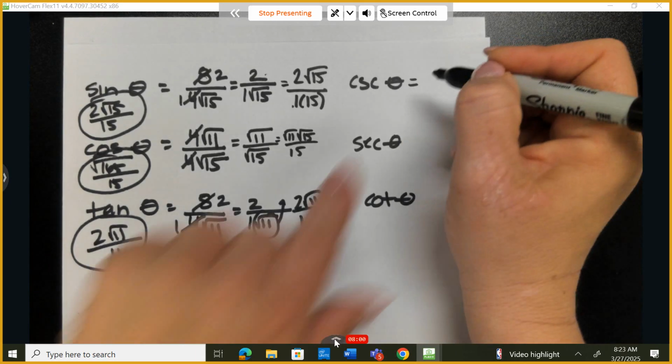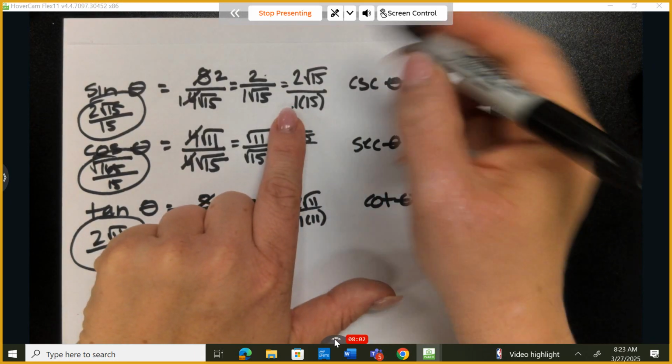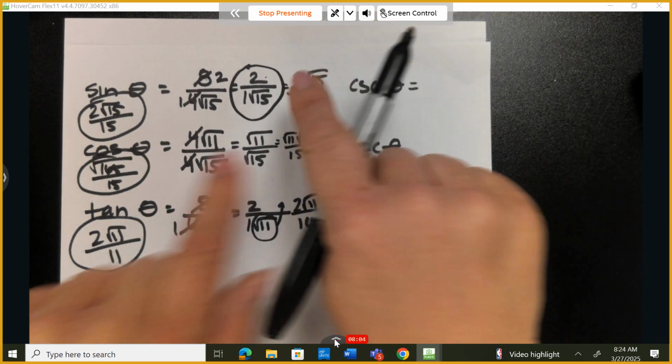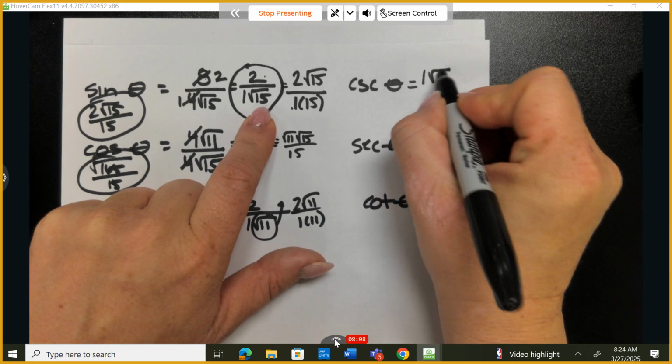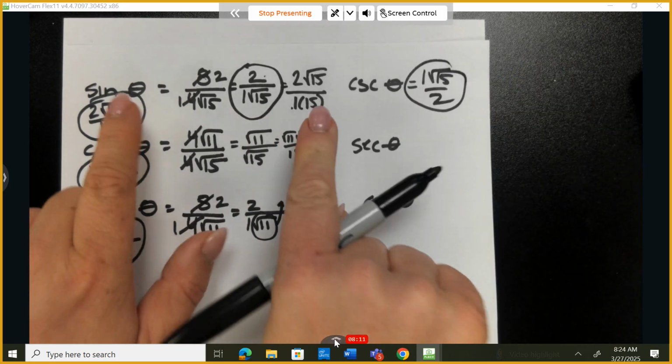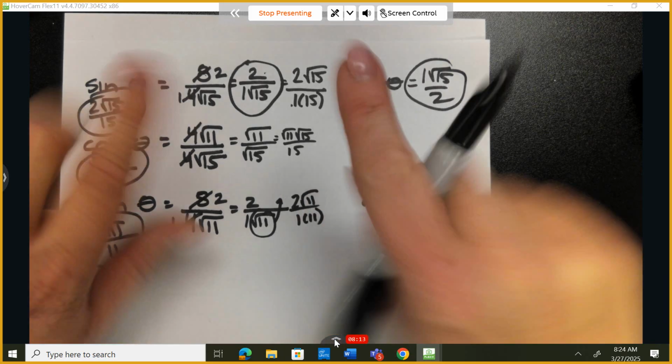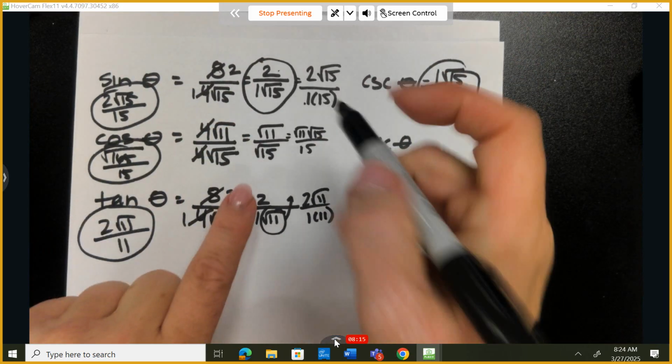Gotcha. All right, cosecant. I'm going to go back to before I put this in proper form, because these are equivalent. It's just not proper form. And watch, I'm going to flip it. 1 over square root of 15 over 2. And you're like, why did you flip it? Because the relationship between these two is they're reciprocals. They're just flipped. So I'm going to go back.